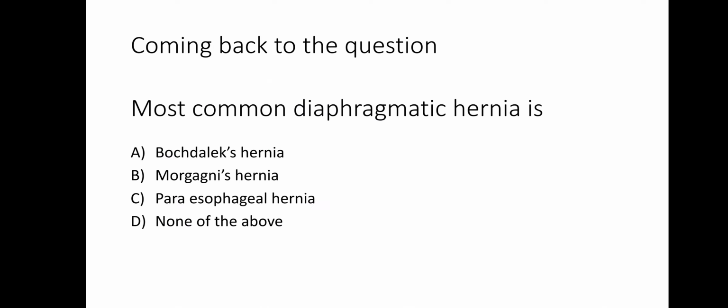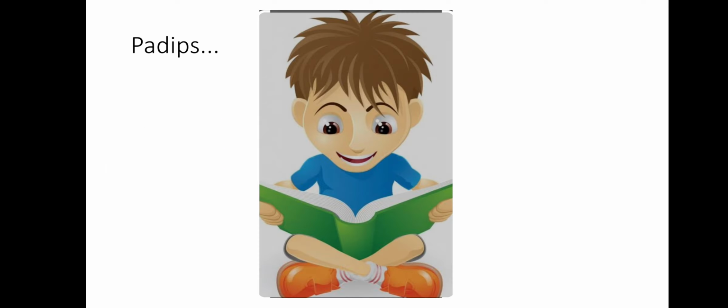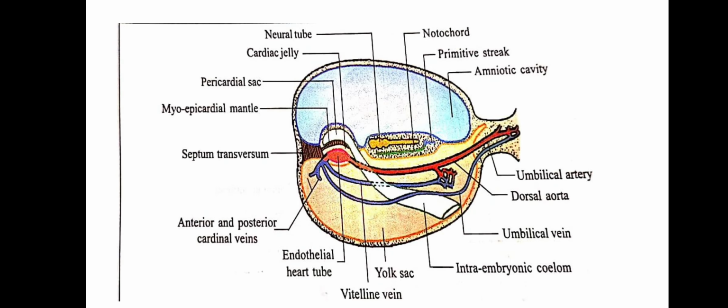So coming back to the question, what is the most common diaphragmatic hernia? Obviously 90% of the hernias are Bochdalek's hernia. So the answer is Bochdalek's hernia. So for those participants who want more about the development of the diaphragm, here we go.